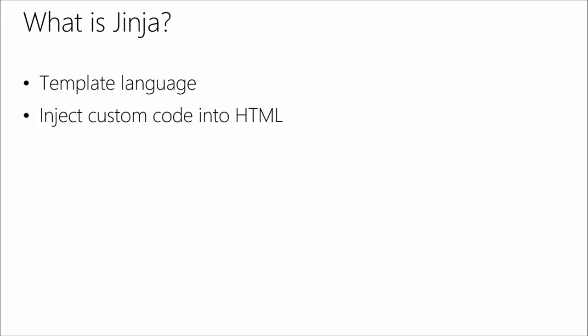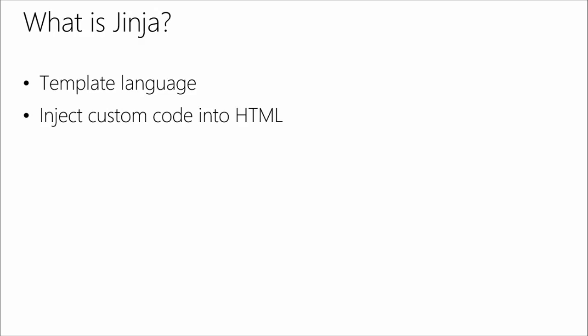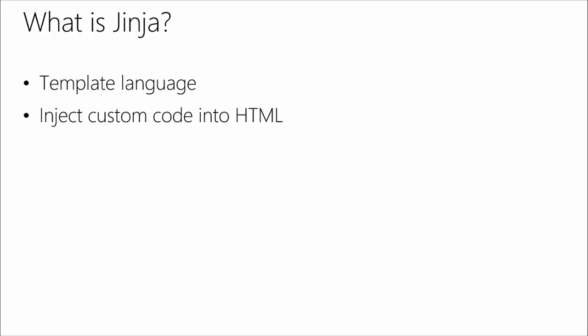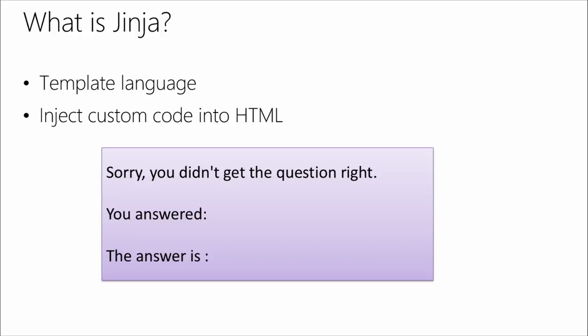So Jinja is a template language, and in a nutshell, it gives you the ability to inject code into HTML. That's actually why I jumped right ahead and created the template folder, created a couple of HTML files, because those are basic HTML. And I am going to be able to inject my own code into there just by using Jinja. So for example, if I wanted a bit of code to detect whether or not the person was right and display, congratulations, you're right, or maybe display, sorry, you didn't get the question right, then I can go in and do that.